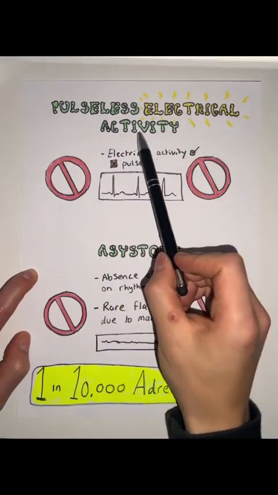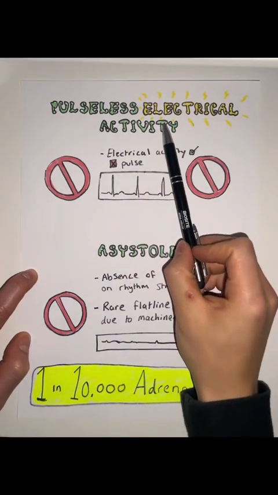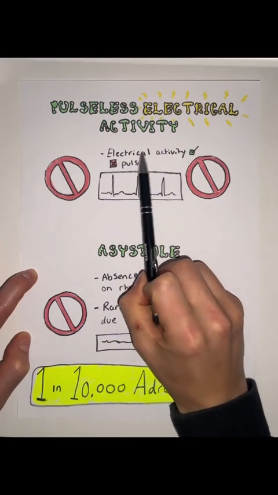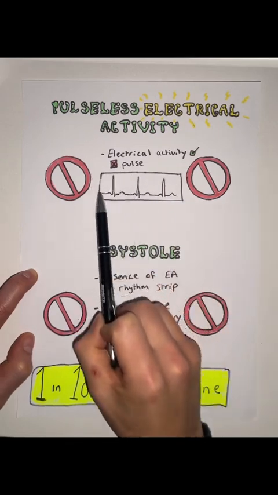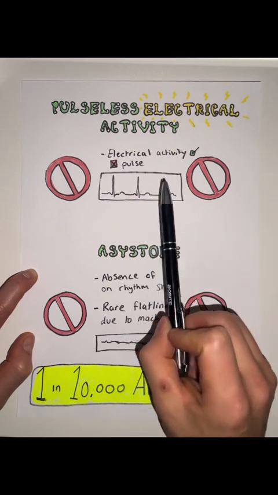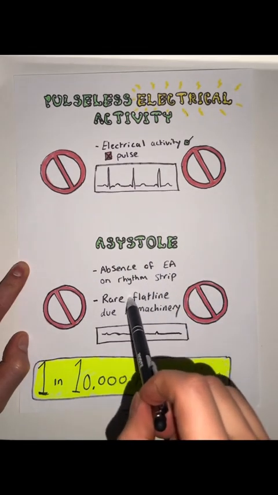Pulseless electrical activity and asystole are your non-shockable rhythms. In pulseless electrical activity, the clue is in the name. You'll have electrical activity but not enough for a pulse in the heart, and it'll look pretty normal on the ECG. So if you see this activity, make sure you check for the pulse. In asystole, there's an absence of electrical activity on the rhythm strip.